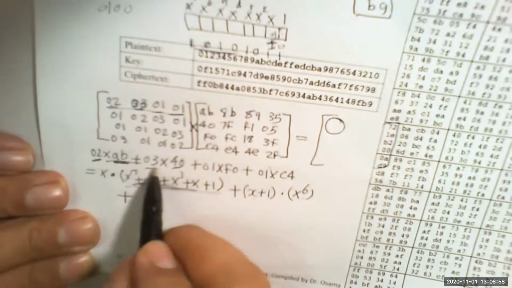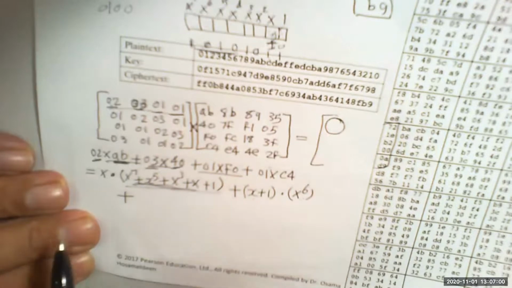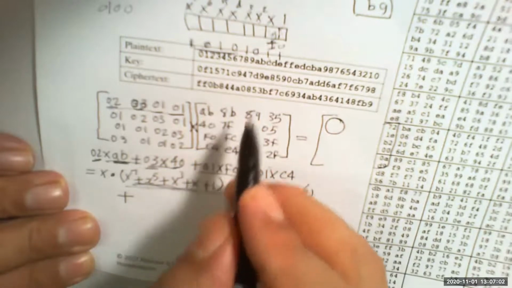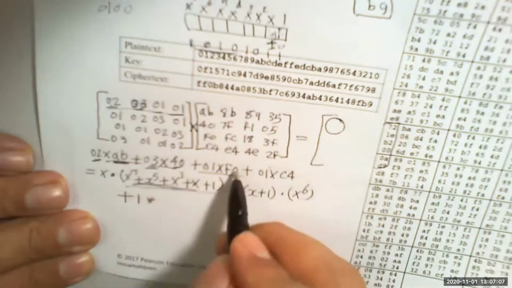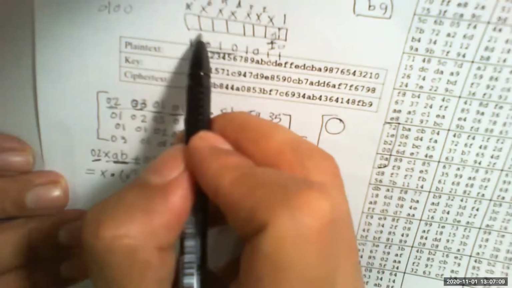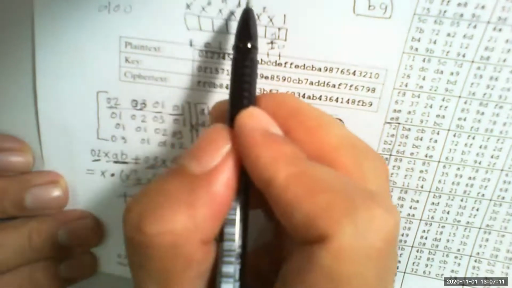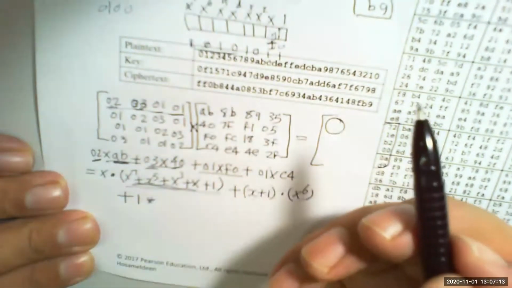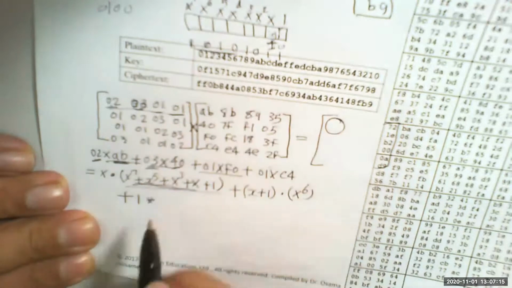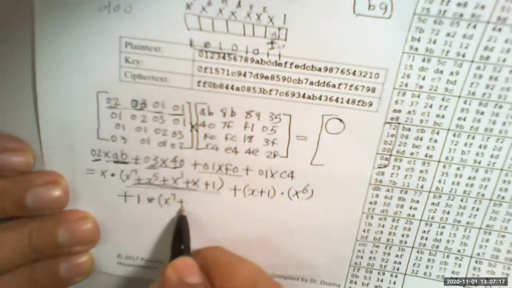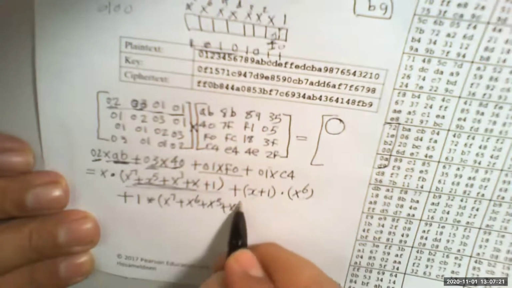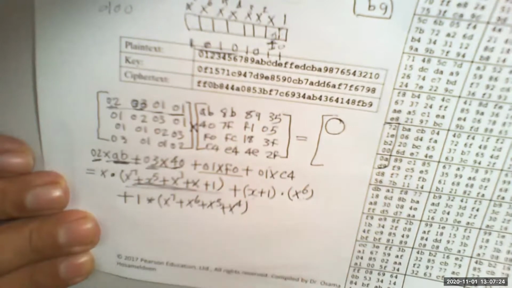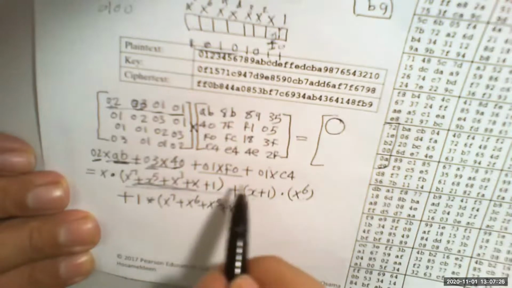I finished those two. 01 is very simple because it is 1 multiplied by F0. F0 means we have 4 ones here and 4 zeros here. So we have x7 plus x6 plus x5 plus x4. So we finished this one.